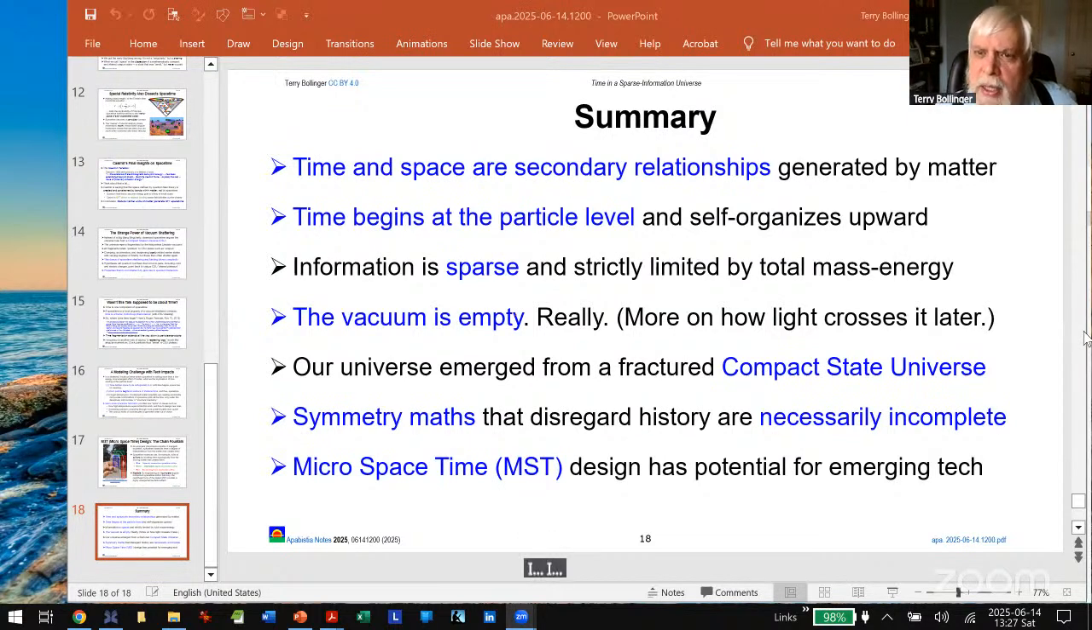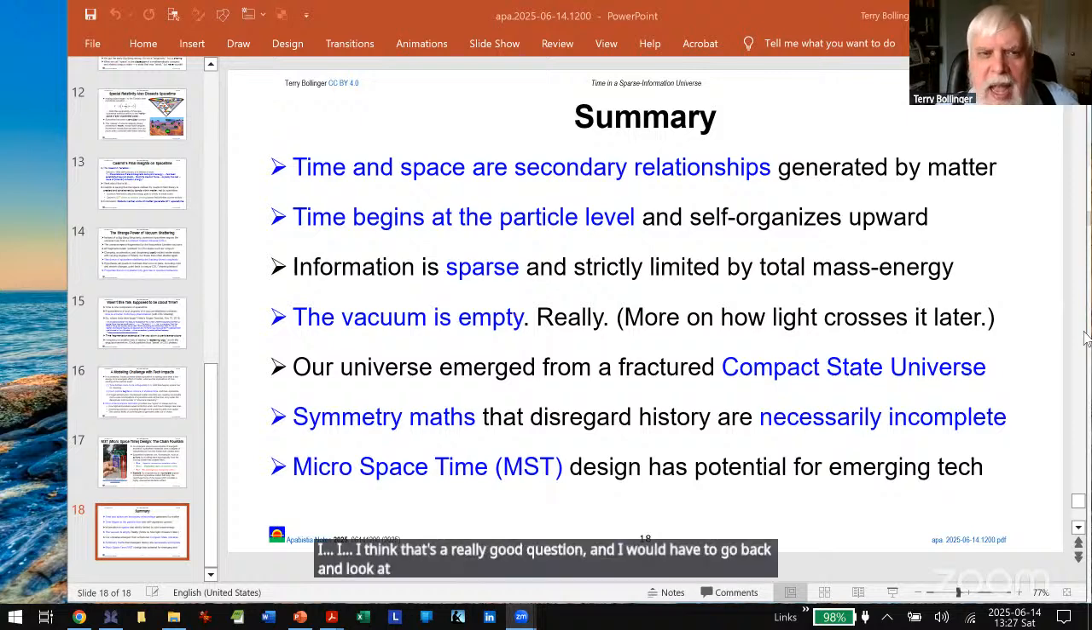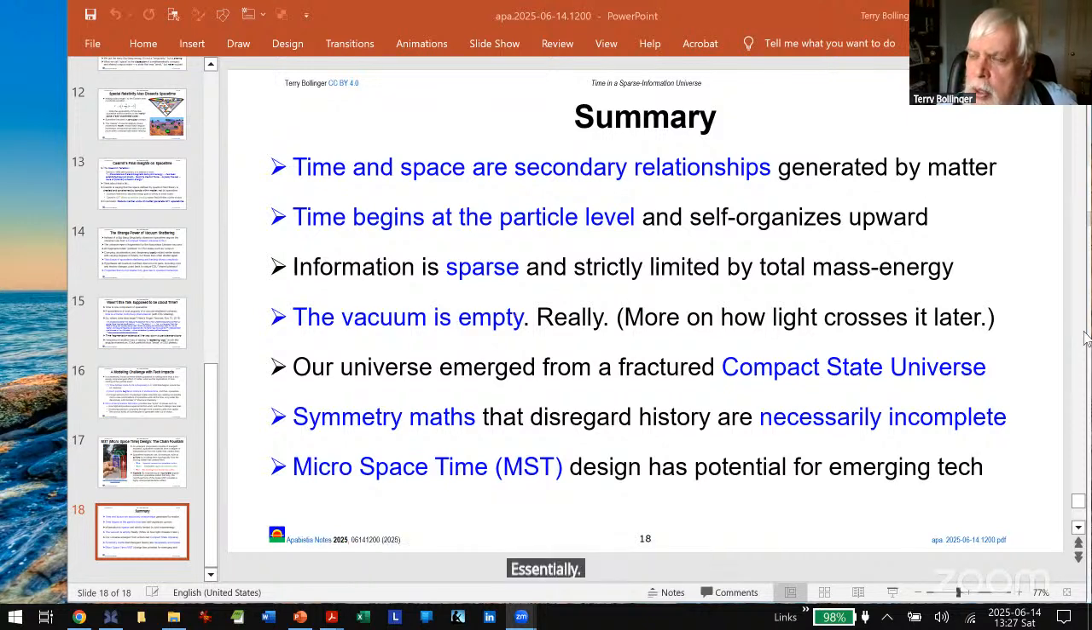I think that's a really good question, and I would have to go back and look at Roger Penrose's version. You can tell I'm intentionally passing the buck a little bit, because he was talking about essentially photon energy being equivalent to rest mass energy. And yeah, I have to look at that. I might go back to Feynman's argument instead. Good catch.